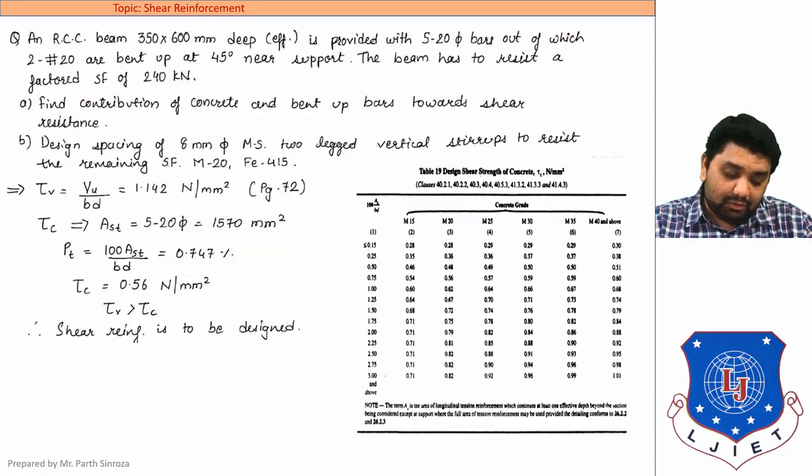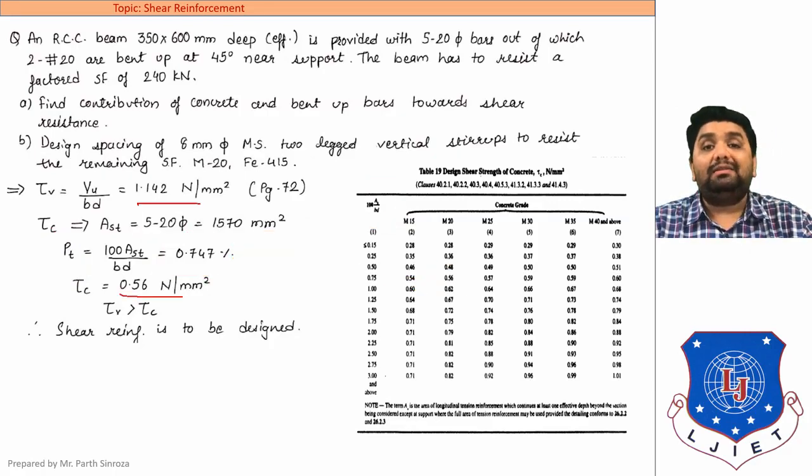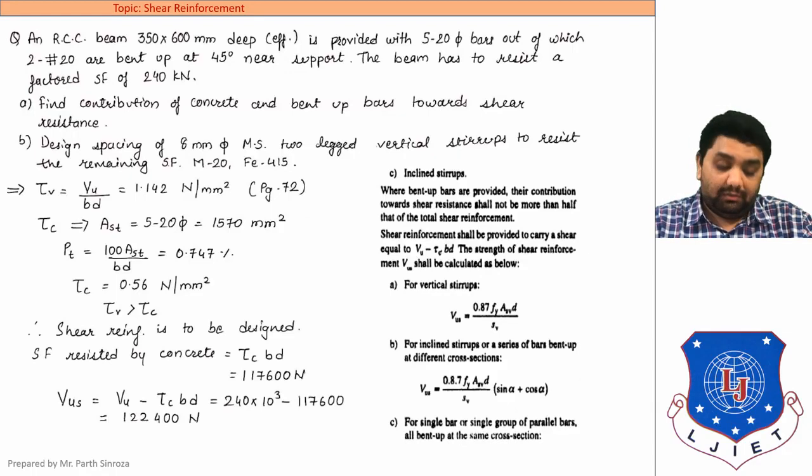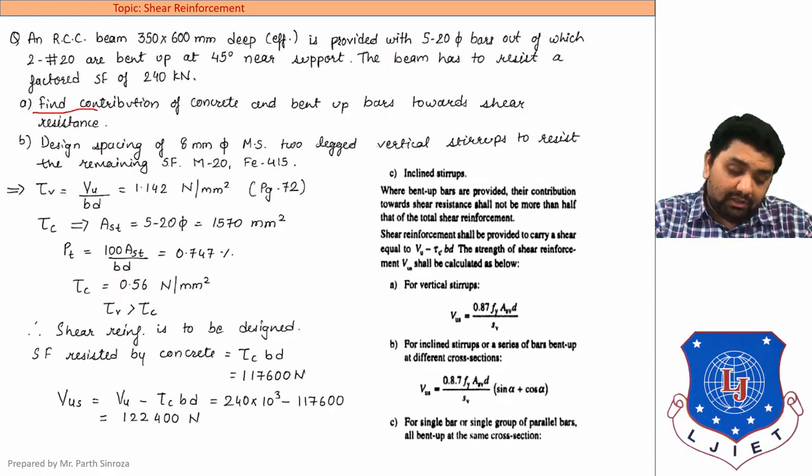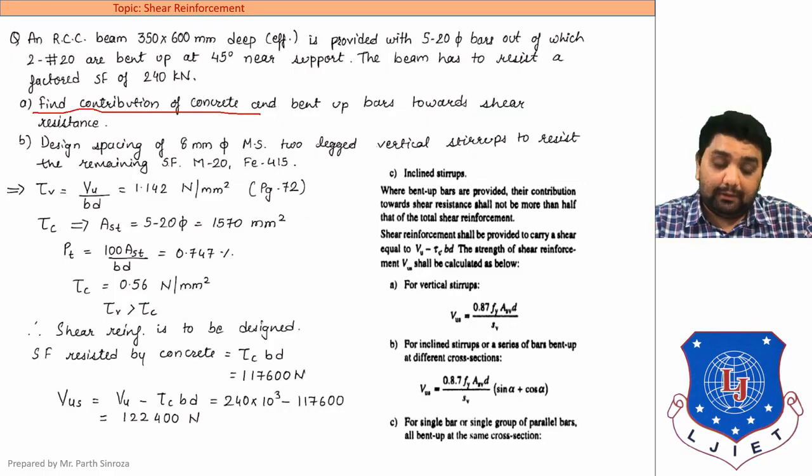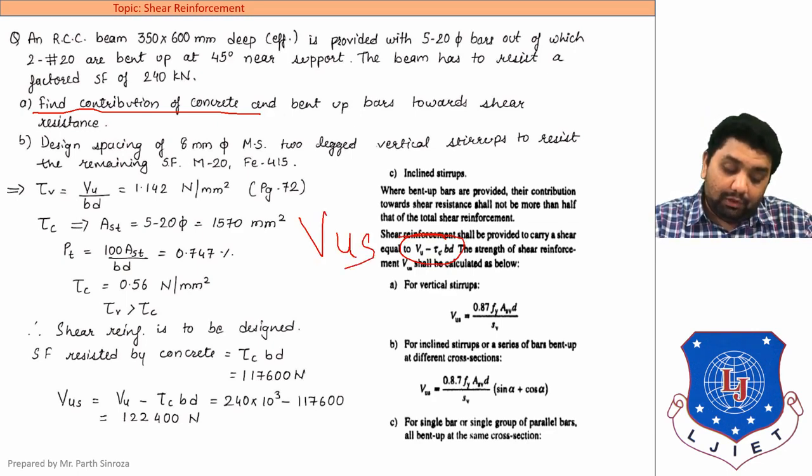So comparing these two cases, we get that tau v is greater than tau c. That means shear reinforcements are to be designed. Now for shear reinforcement to be designed, again the criteria for bent-up bars has been mentioned. So what we need to change? The first question here is to find the contribution of concrete. Clear? So this equation, as we have discussed in the last lecture, was of Vus. So Vus was Vu minus tau c bd. Clear? Vus was Vu minus tau c bd.